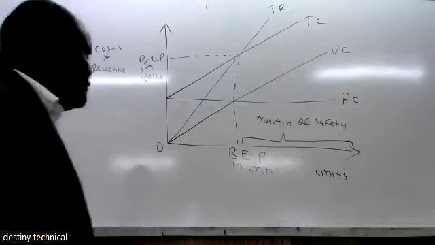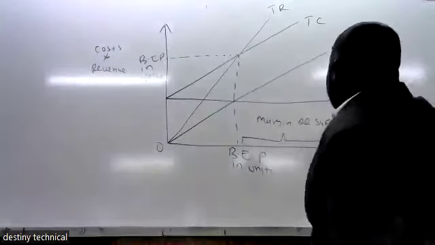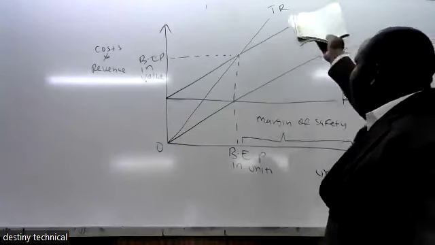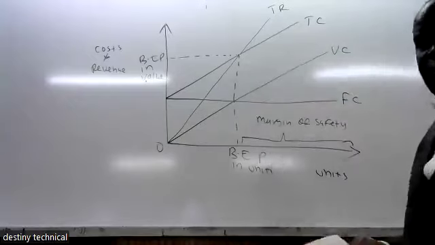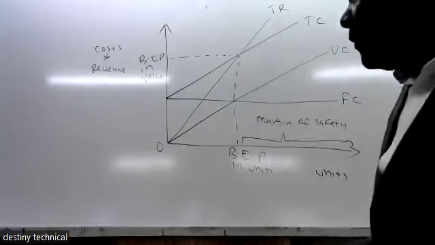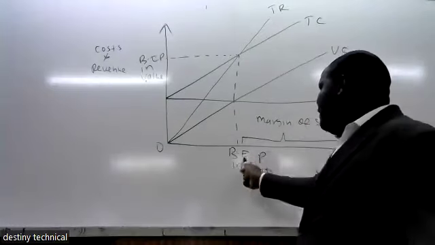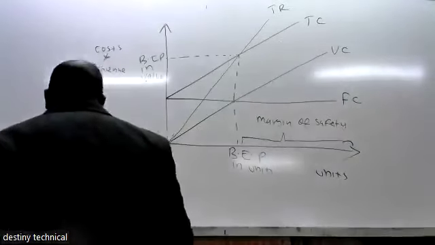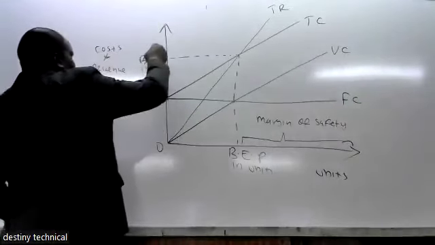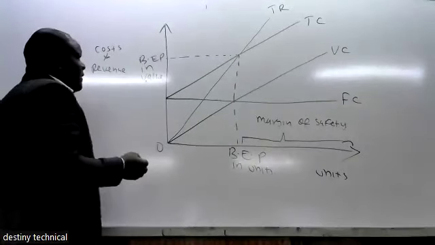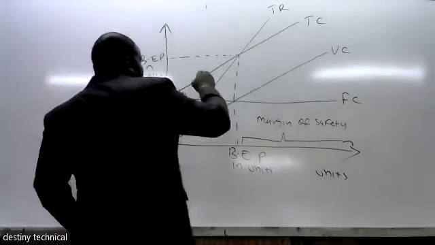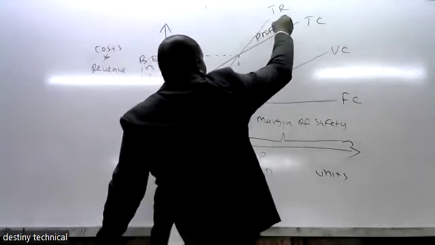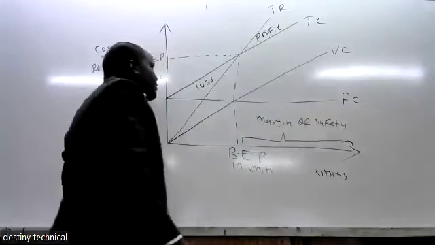So I'm saying this will be the fixed cost. This one is the variable cost. That will be the total cost. Then the other one is the total revenue. Then this one is break-even point in units. The other one is the break-even point in value. So this one will be the loss region. This one will be the profit region.